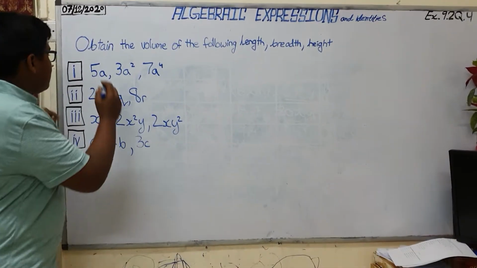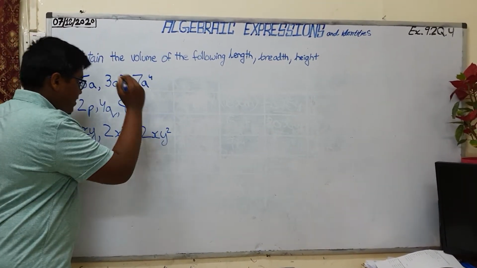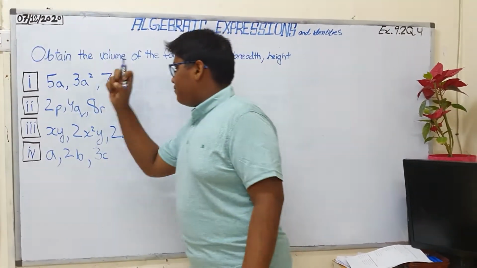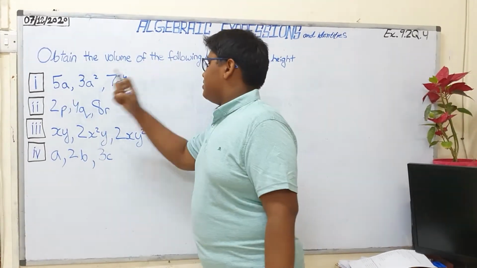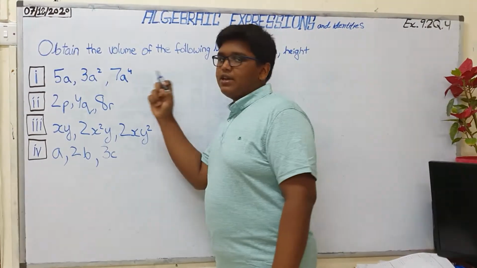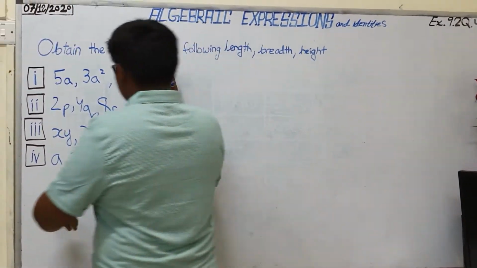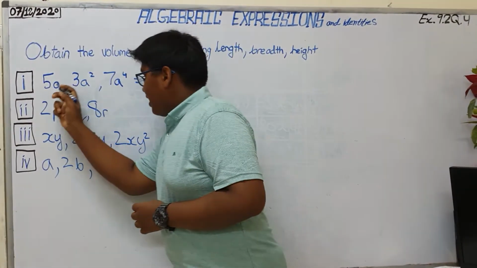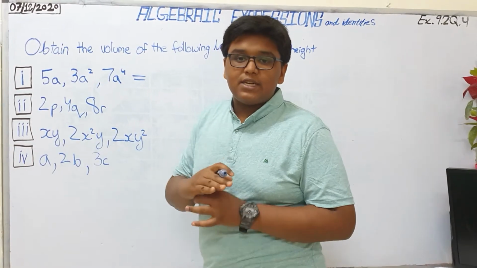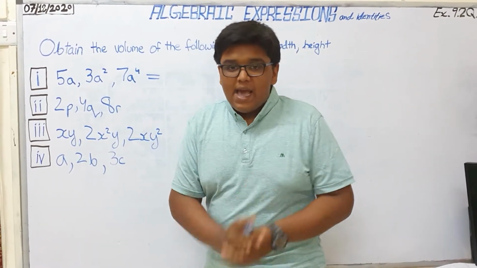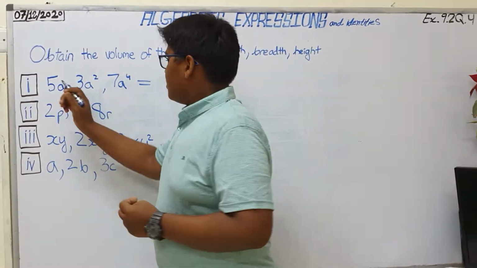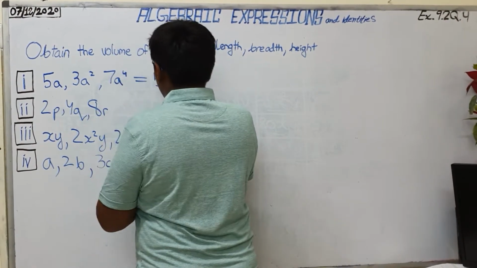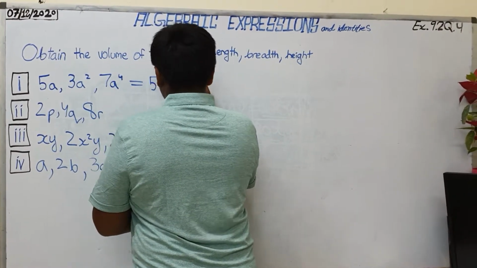Now the first question is 5a, 3a square, 7a raised to the power 4. Now we have 3 terms here. One is 5a, the second one is 3a square and the third one is 7a raised to the power 4. Now let's write the answer. As we did previously, we are going to separate the constants and the variables with their powers. So let's separate the constants first. The constants are 5 into 3 into 7.